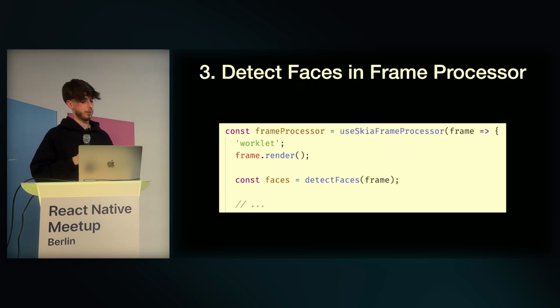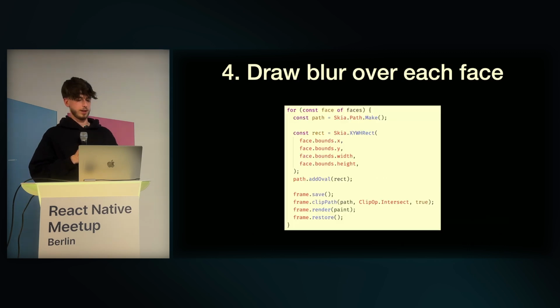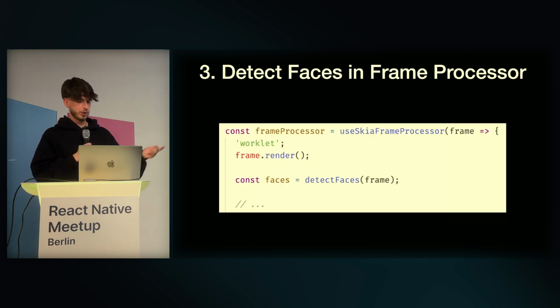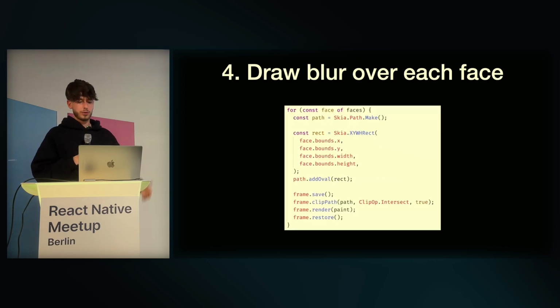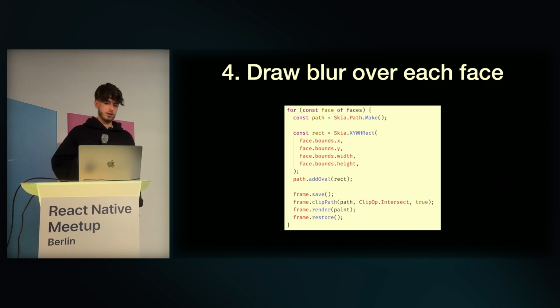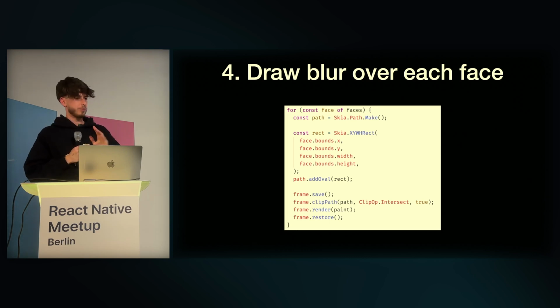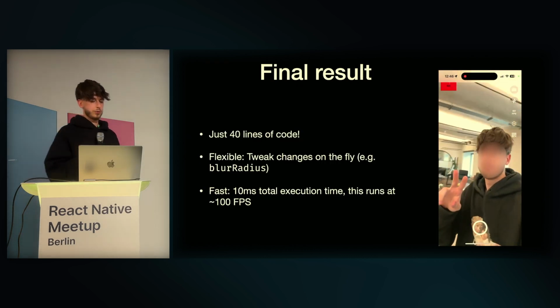Right, so step 3 would be to actually run the Skia frame processor. And inside this Skia frame processor, we just detect all of the faces. So this is, again, the hot loop that's running on every camera frame. And as a result, we get faces back, which is an array. And then we iterate through each face and just create a Skia path that follows the line of the face and then draws the blur filter only within that area. So the final result, it's on GitHub, by the way, is just 40 lines of code.